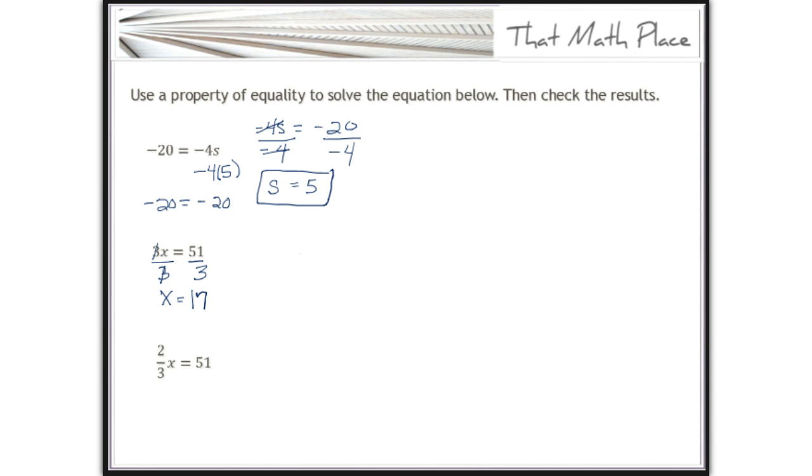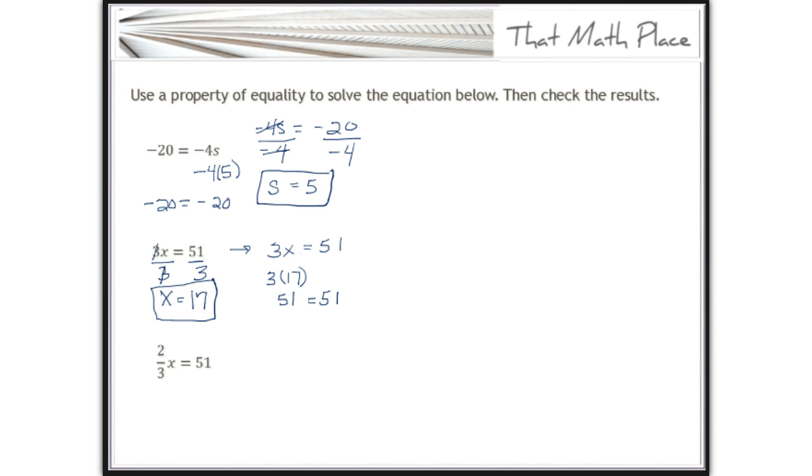Now if I go back to my original problem, which was 3x equals 51, and I take our value of 17 for x and stuff it in there, then I get 3 times 17, that's going to give me 51. My left hand side equals my right hand side, so I know that the answer for this particular problem is x equals 17.